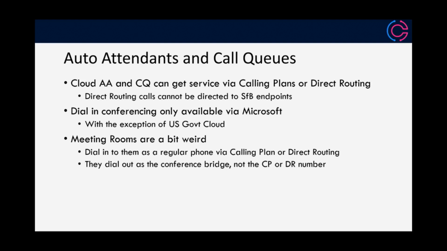But if you are using direct routing, your calls cannot be directed to a Skype for Business endpoint. Direct routing doesn't know how to get numbers to Skype for Business users because direct routing is a Teams thing. So be aware of that. That's caught a few people off guard. What they've had to do is set up a temporary calling plan phone number and set up a call forward on their session border controller to send those calls from the direct route out to the calling plan. And then once it's there, the calling plans are Skype for Business aware and can get those calls to the users.